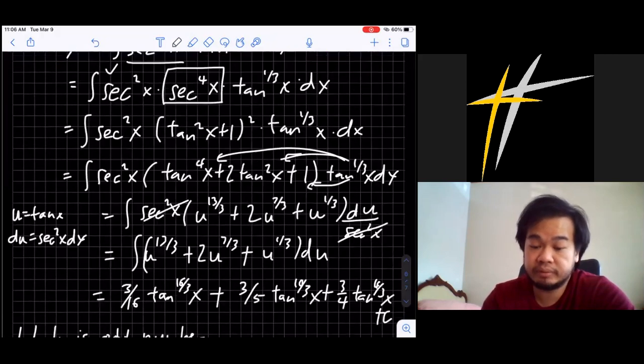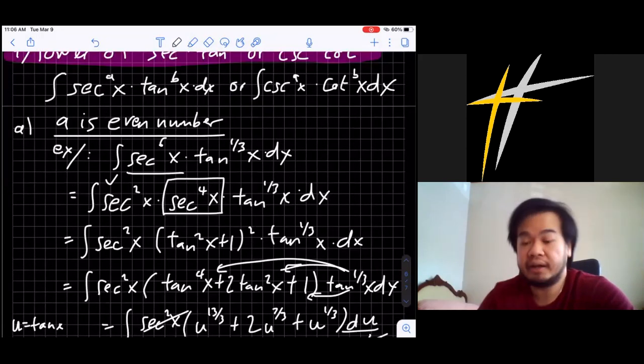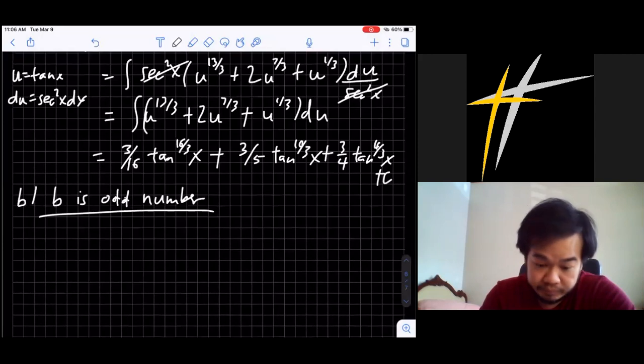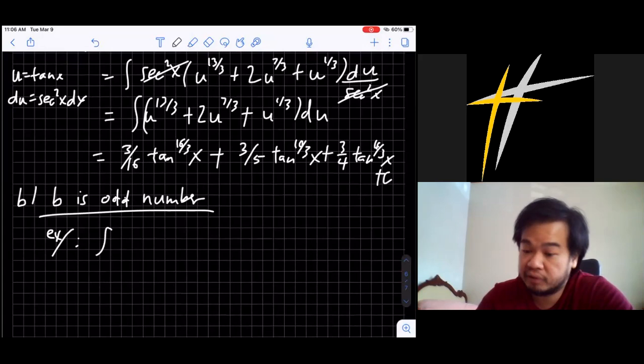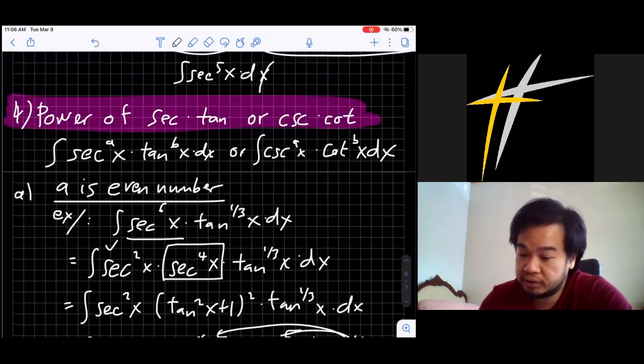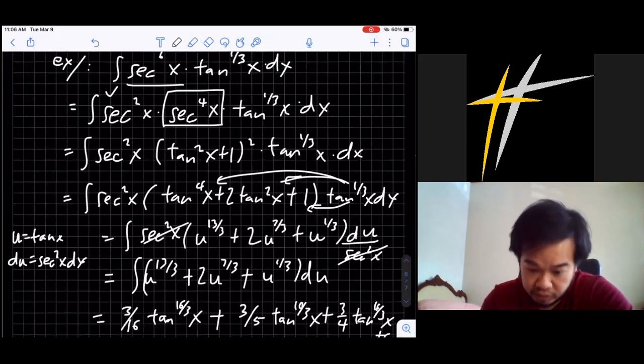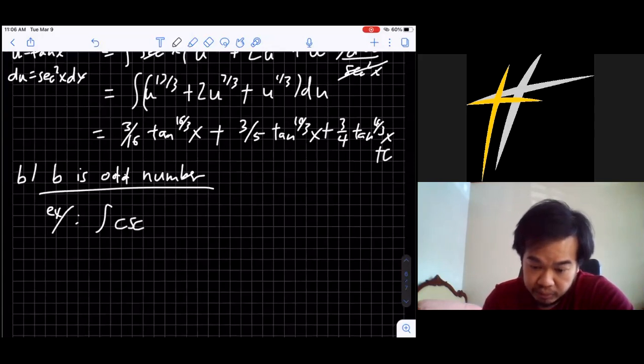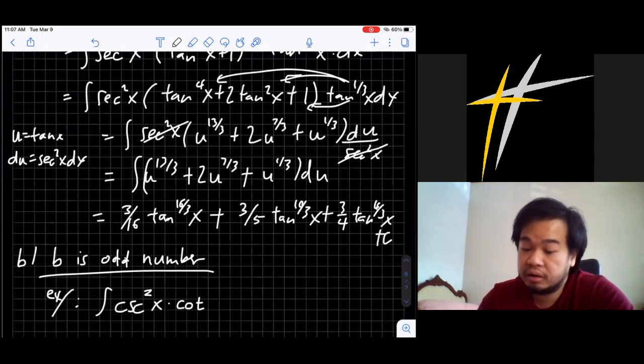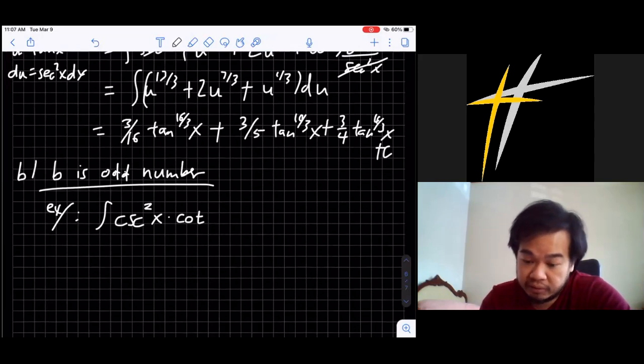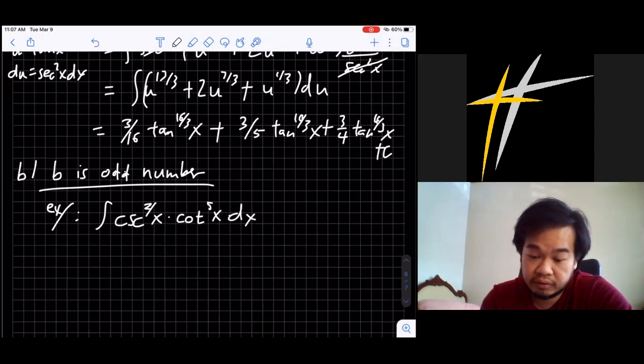B is odd number. For example, integral of the power of cotangent. I'll use another one, cosecant and cotangent, where b is cotangent. So say cosecant power of 2 lah, x, and then cotangent power of 5 x dx. Let's make it interesting. Half, yeah. Let's make it half.